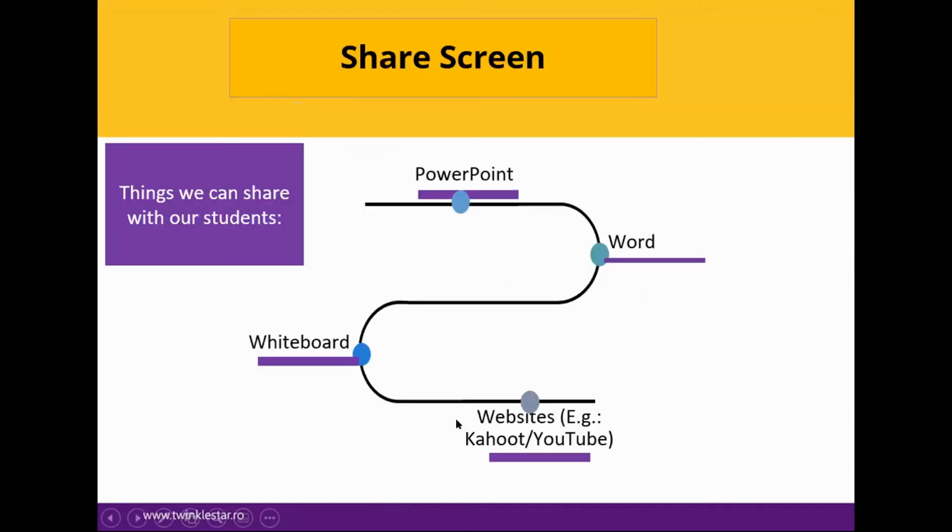A feature that Zoom has is share screen. As you can see, I'm sharing now a PowerPoint. We can share different things, and the nice thing is that we can choose what to share. For instance, a PowerPoint, a Word, the whiteboard, or even websites like Kahoot, YouTube, or whatever you want to share with them.